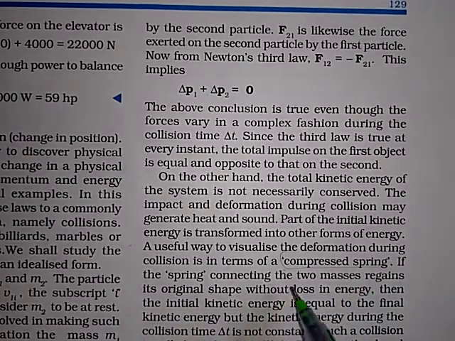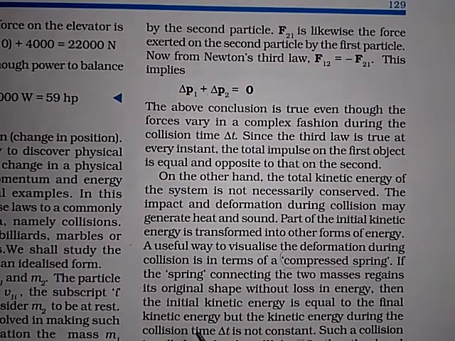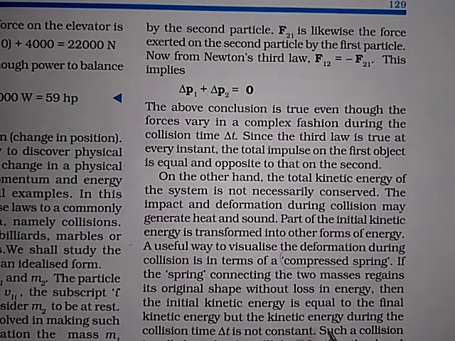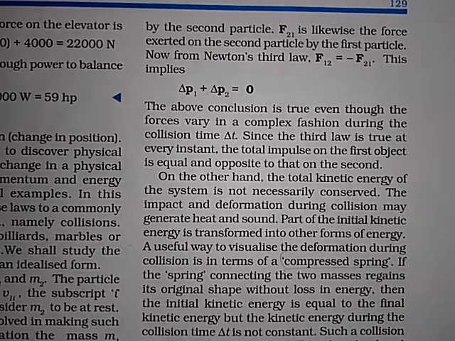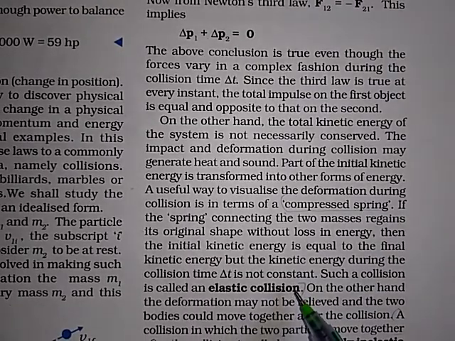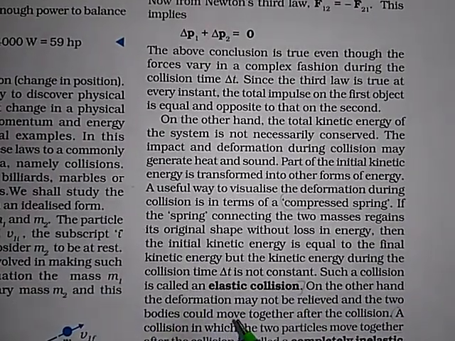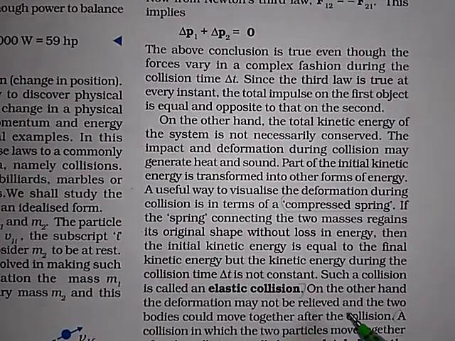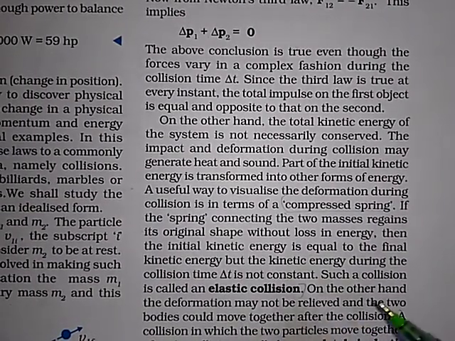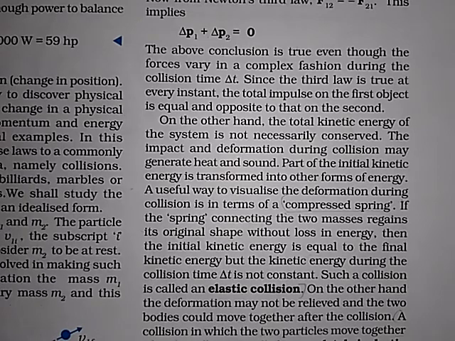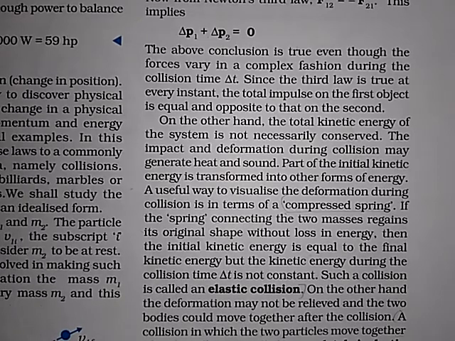If the spring connecting the two masses regains its original shape without loss in energy, then the initial kinetic energy is equal to the final kinetic energy, but the kinetic energy during the collision time delta t is not constant. Such a collision is called an elastic collision. On the other hand, the deformation may not be relieved and the two bodies could move together after a collision. A collision in which the two particles move together after the collision is called a completely inelastic collision.